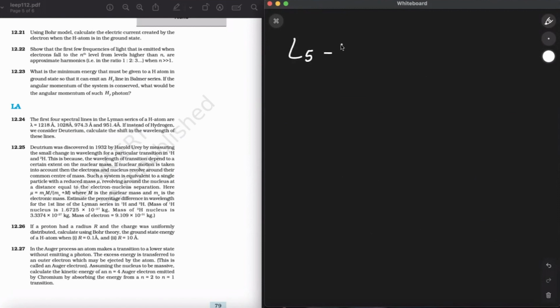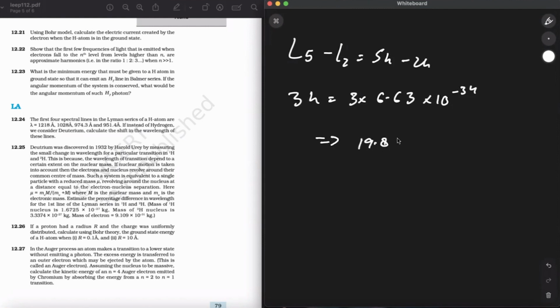So L5 minus L2, 5ħ minus 2ħ, it is equal to 3ħ, which will be equal to 3 times 6.63 into 10 raised to the power of minus 34. And now this can be written as 19.89 into 10 raised to the power of minus 34. And the unit for ħ is what? Kg meter square per second. Okay.